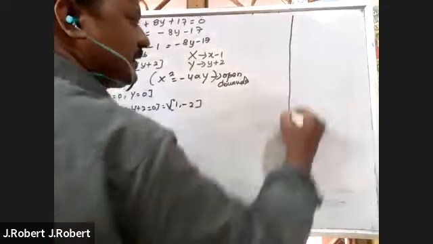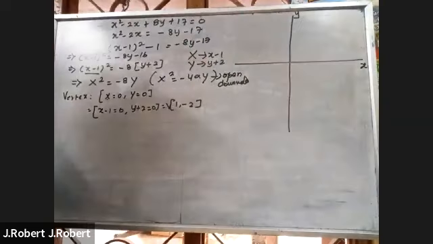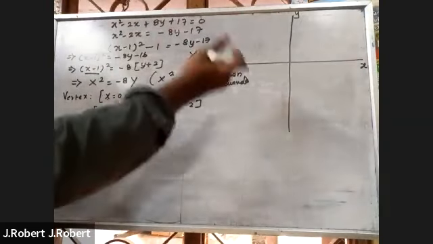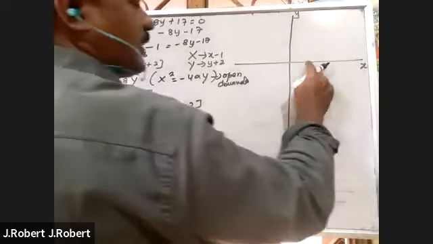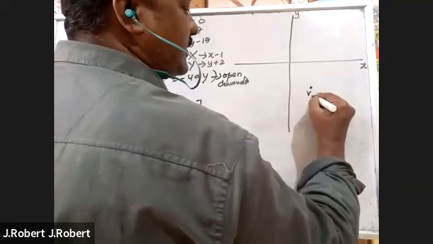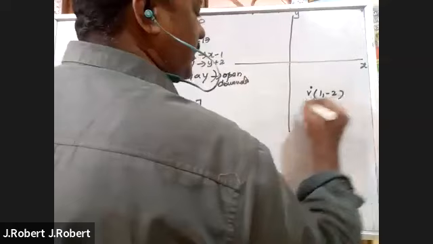For the diagram, this is called the x-axis, and this is x, y. Now, what do I do? Capital X shift. Then the vertex is (1, -2): 1 in here, minus 2 in here. This is called the vertex. Your vertex is (1, -2).